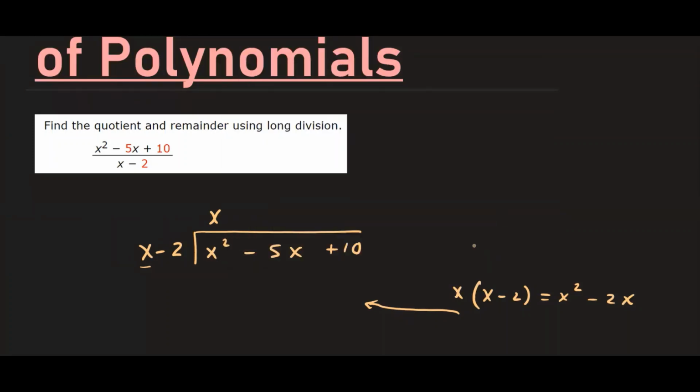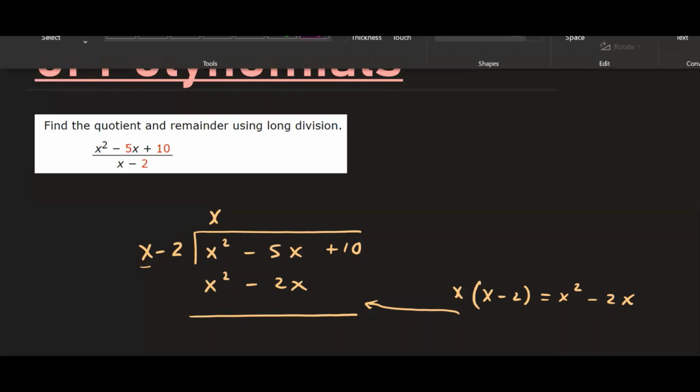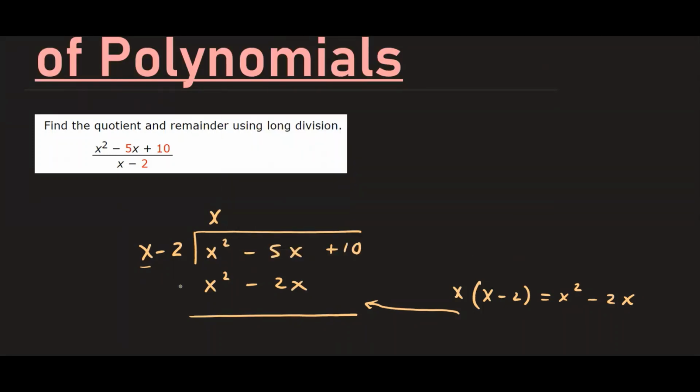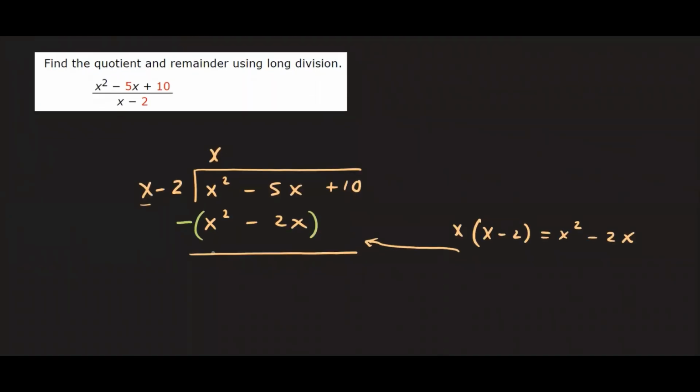So here's how it's going to look. We have x squared minus 2x. And then we're going to subtract away everything from the original. So let's go ahead and do that. So now x squared minus x squared, that's 0, that cancels out. Negative 5x minus negative 2x, that's negative 3x. And then we bring down what's left over, that'll be plus 10. And then you just repeat the process.